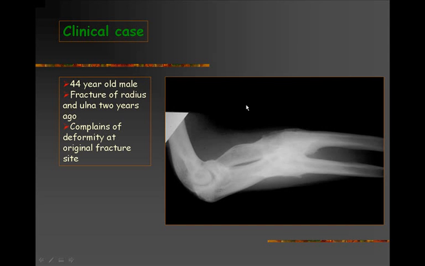Note the radius and ulna have united, but have united with an angulation. They have also united to each other, and the whole fracture site is enveloped in one callus. This is a malunion of the radius and ulna associated with a cross union between the radius and ulna. Such a deformity would result in restricted movements, particularly of pronation and supination.